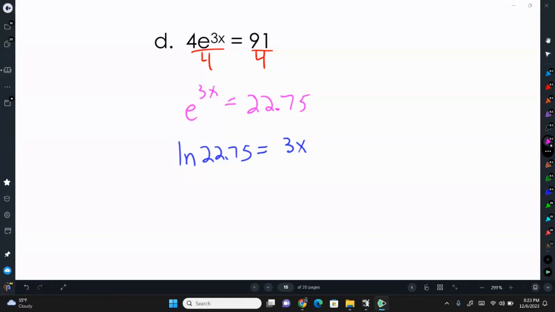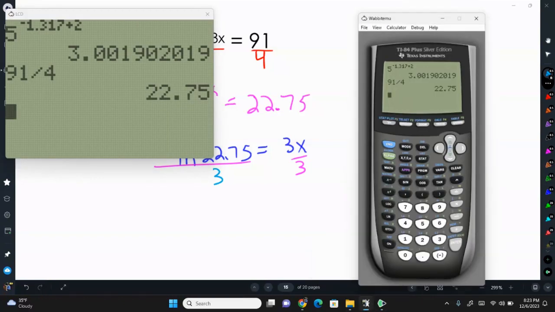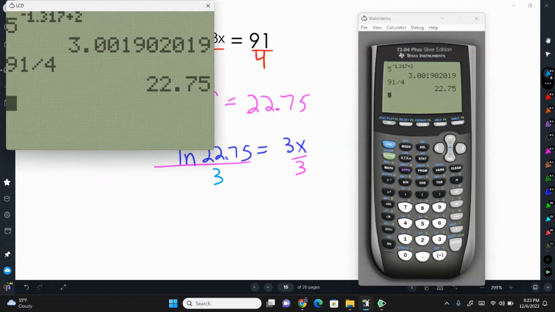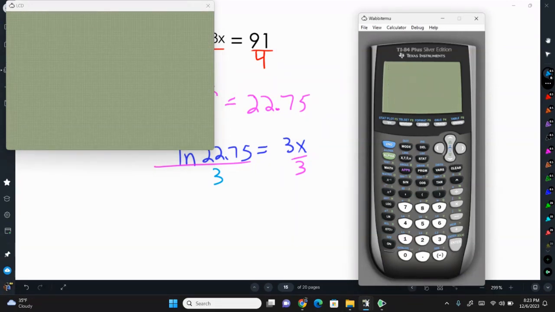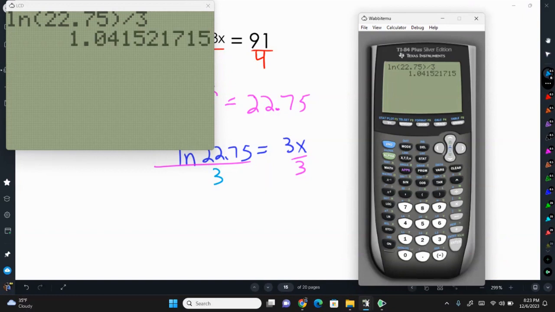Now you could divide both sides by 3, but we can use our calculators and just divide both sides by 3 while taking the ln or natural log of 22.75. So 22.75, close parentheses, divided by 3, and we get 1.042.